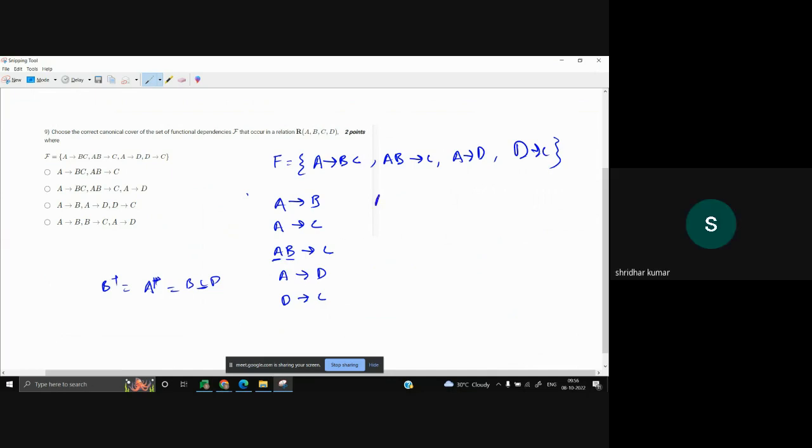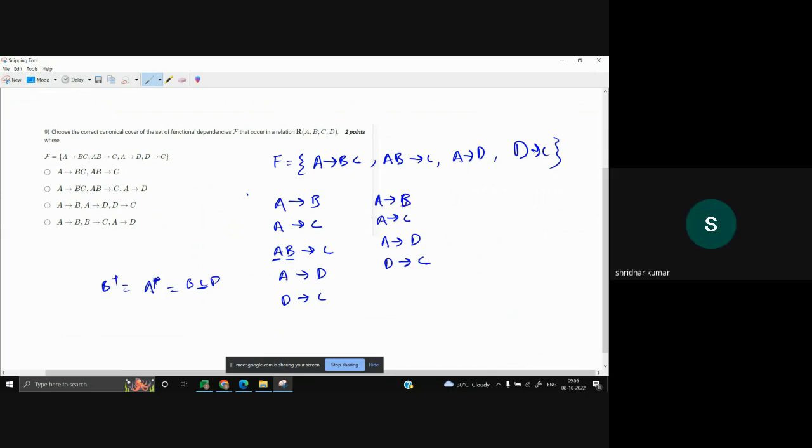Yes, sir. A determines B, then A determines C. Here also A determines C, so that's why I'm writing it once. Then A determines D, then D determines C. Up to this is clear, right? Yes, sir.